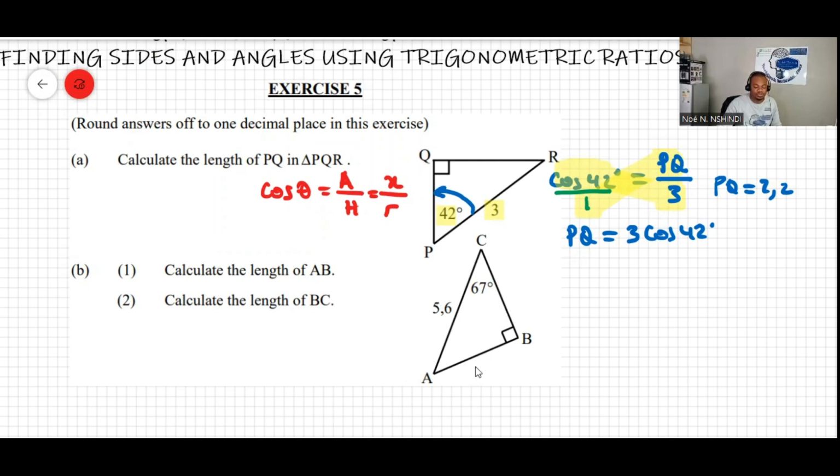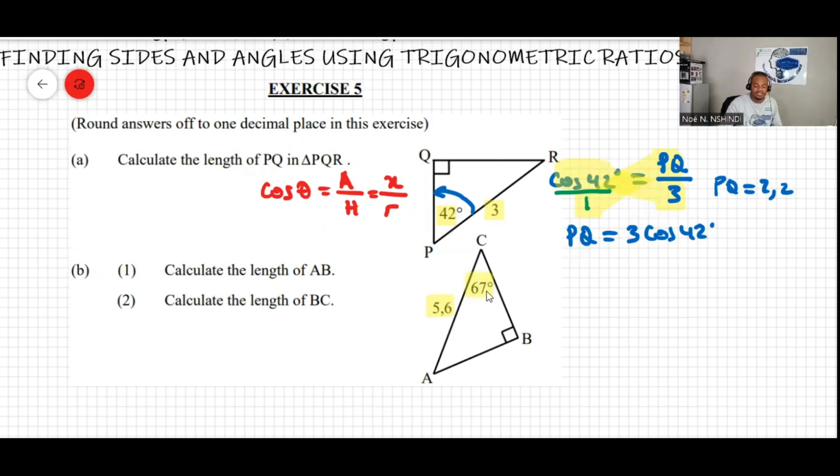We can also use the same approach to calculate B. Question B says calculate the length of AB and then calculate the length of BC. So we have one angle given, 67 degrees, and one side given. It is enough for us to calculate any other side or any other angle. Now B1, I look at AB. How is AB related to 67 degrees? I need to compare the two.